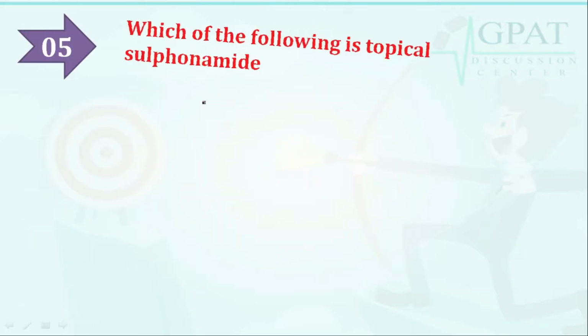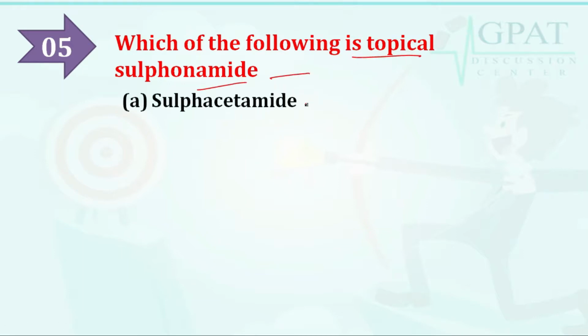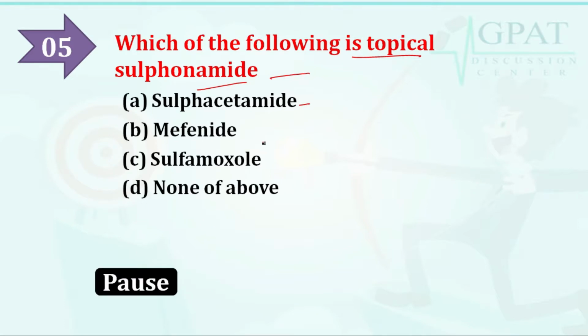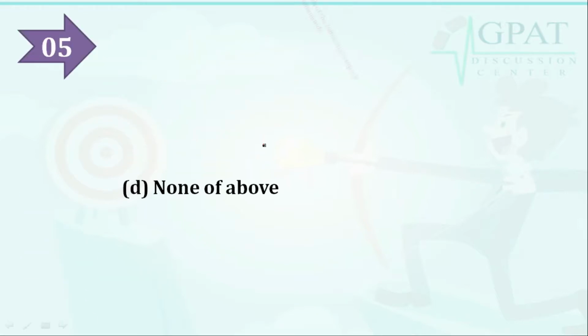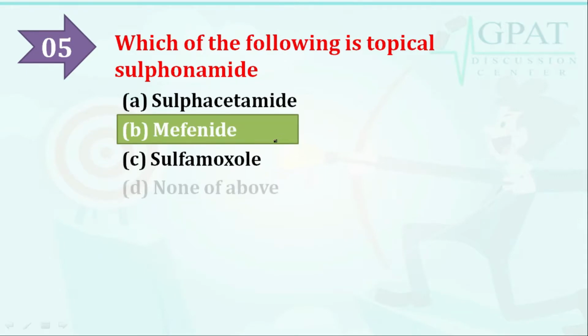Now the next question is: which of the following is a topical sulfonamide? Options are: option A, sulfacetamide; option B, mafenide; option C, sulfamethoxazole; option D, none of the above. So which is the correct answer? The correct answer is mafenide. Students, there is some technical problem. So mafenide is the topical sulfonamide.